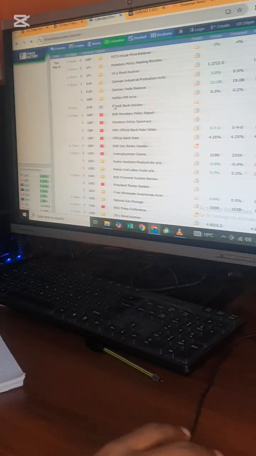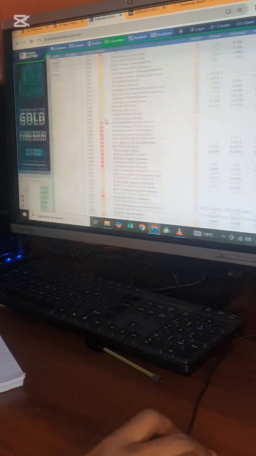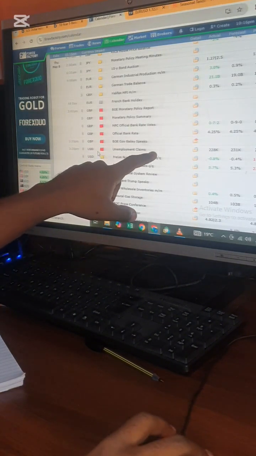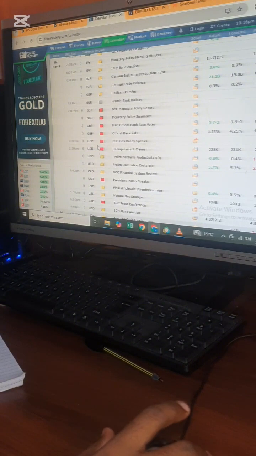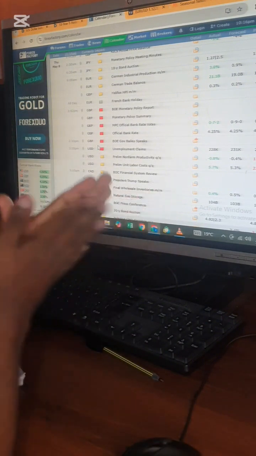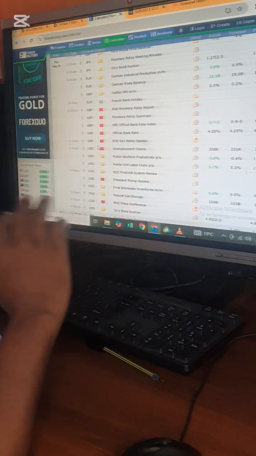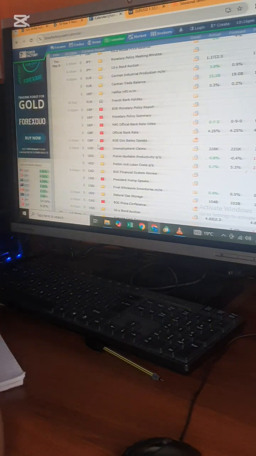First, this is today. This was the news: unemployment claims. It's a red news, so that means it can affect the market. Thereby, it's not advisable for some of you to trade the news, but I'll show you how you can spot a trading zone, a good setup, so that you can trade the news.